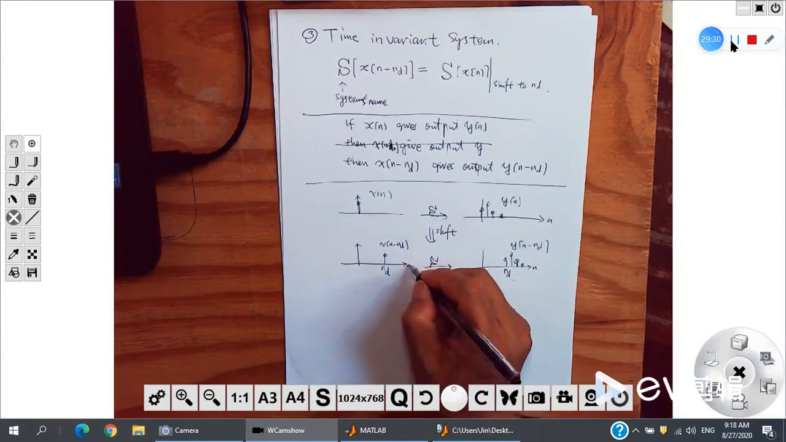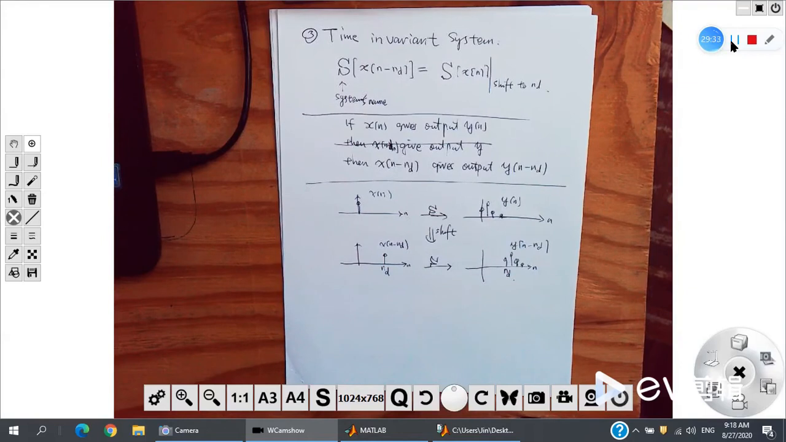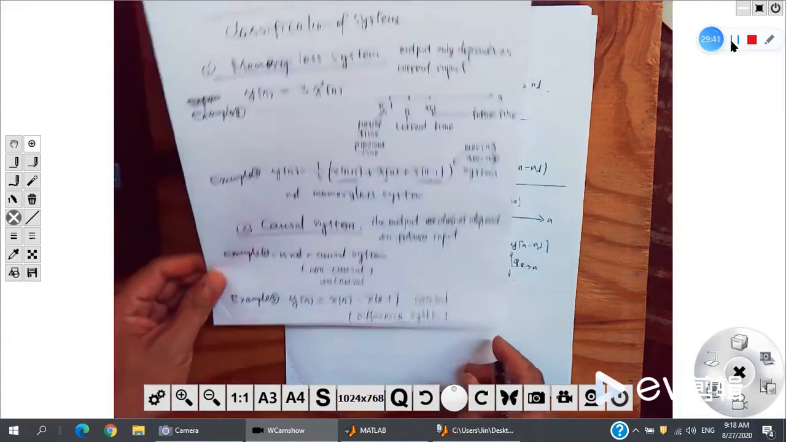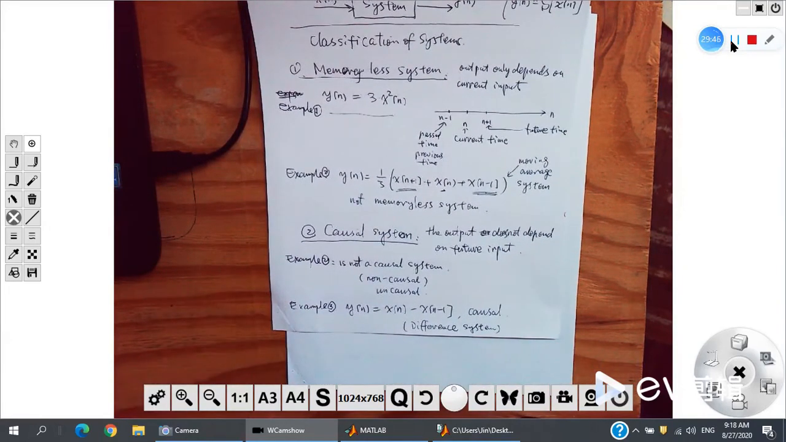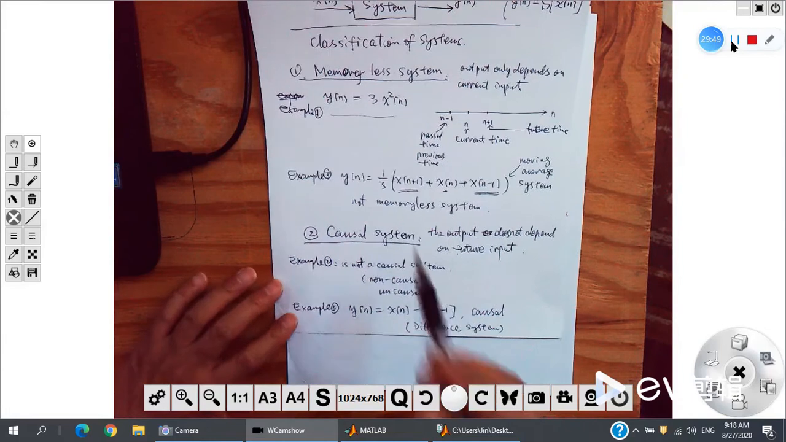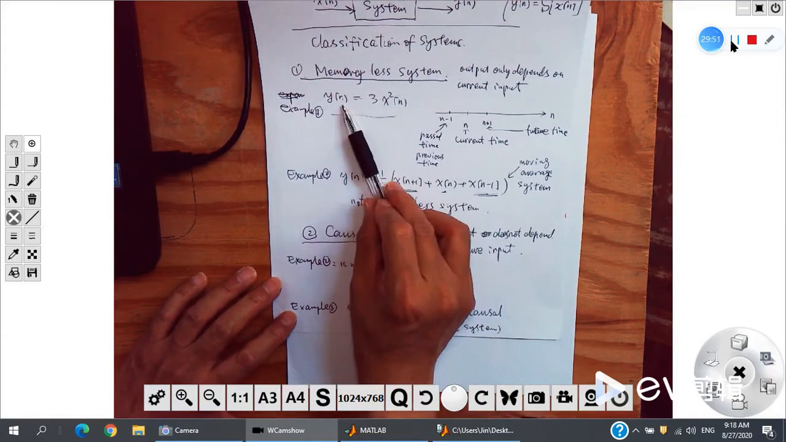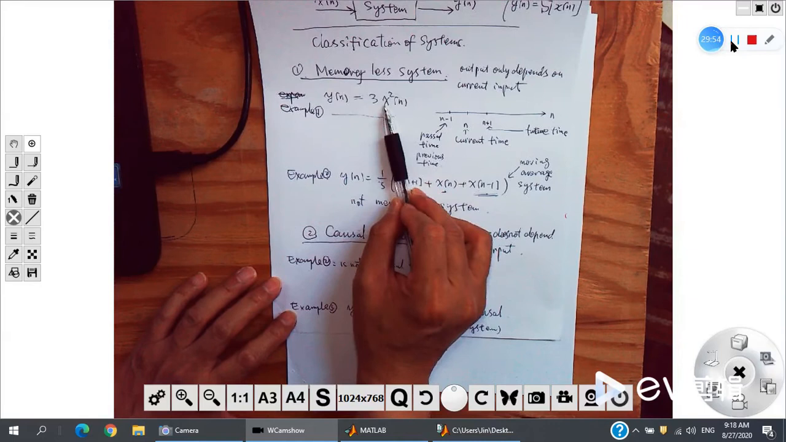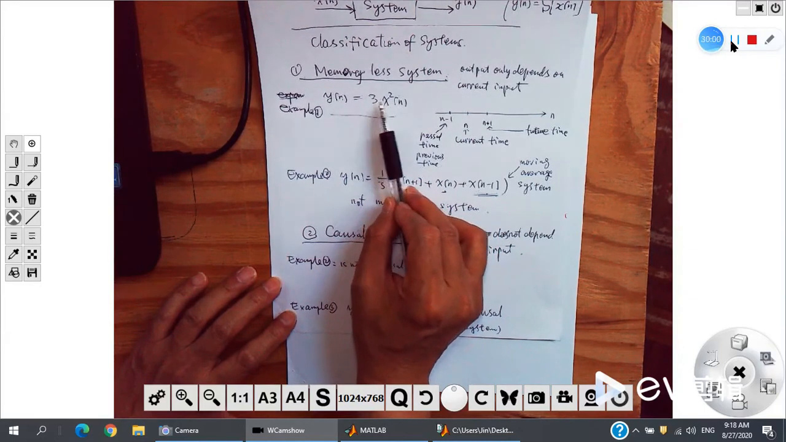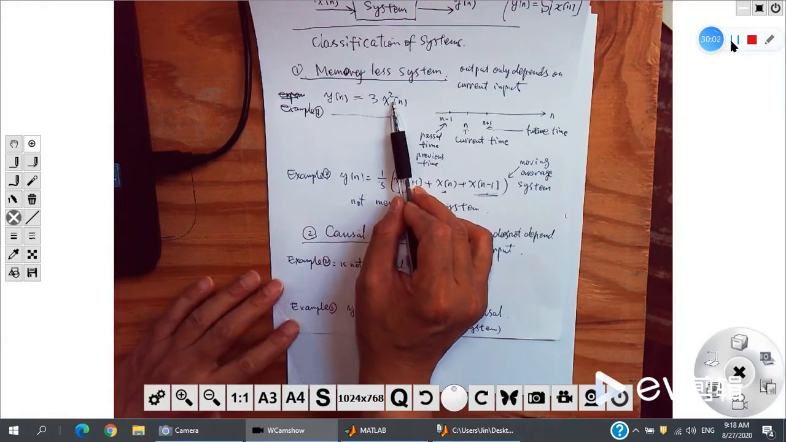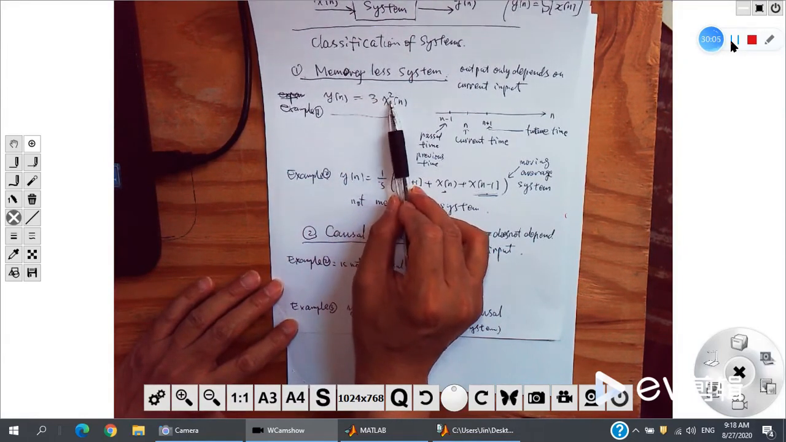Alright. So this is a time invariant system. And we can look at the previous examples. Actually, all of these are time invariant. Why? You look at the first one. The output, you look at the formula, you have input value times 3. So no matter what time you give the input, the output is just 3 times the square of it, right? So this is time invariant.